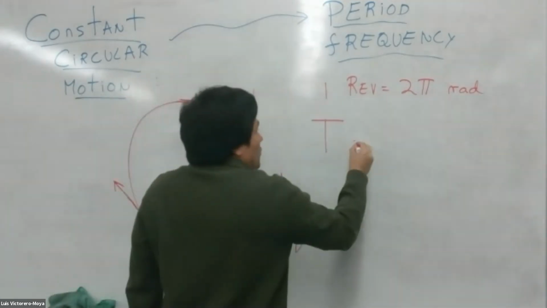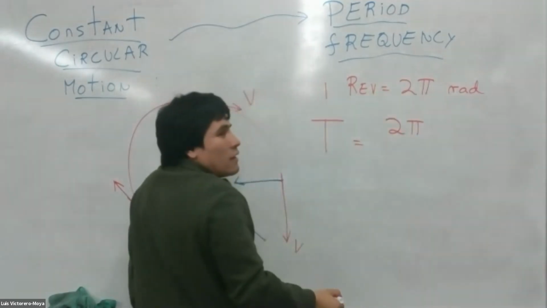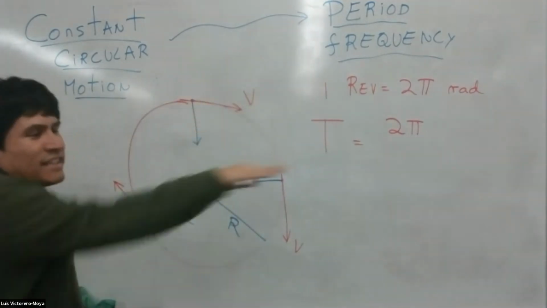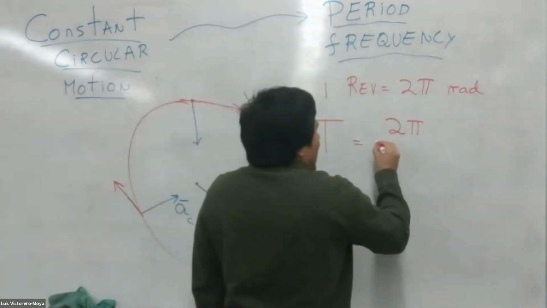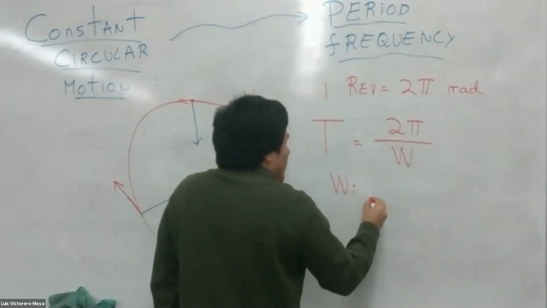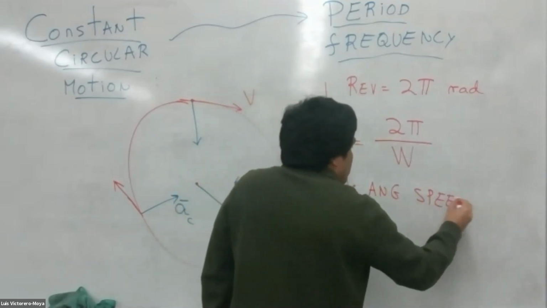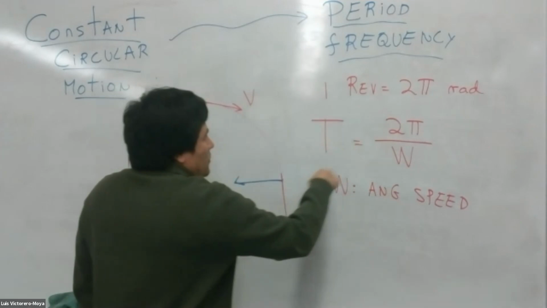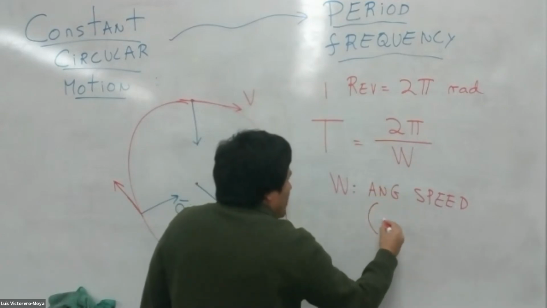The period is equal to the distance traveled divided by a speed, but it's not v though. V is what we call the linear speed. In circular motion, we call it an angular speed, W. W is the angular speed, or angular frequency, by the way. What are the units? Period is in seconds. 2 pi is in radians. The angular speed is in radians per second.